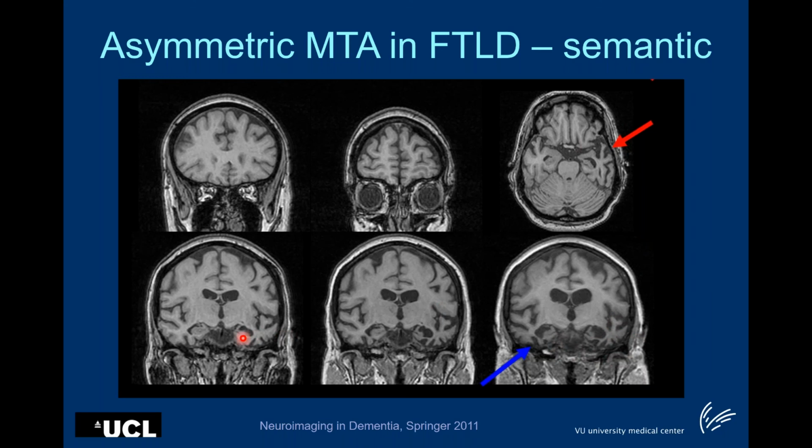The other thing to notice, if you go a little bit back in the brain, is that there's a very strong asymmetry. So if you apply your visual rating scale and you give a score of 4 and you give a score of 1 or 2 on the other side, so if it's very asymmetric, it should be an automatic trigger to think of FTD rather than AD.